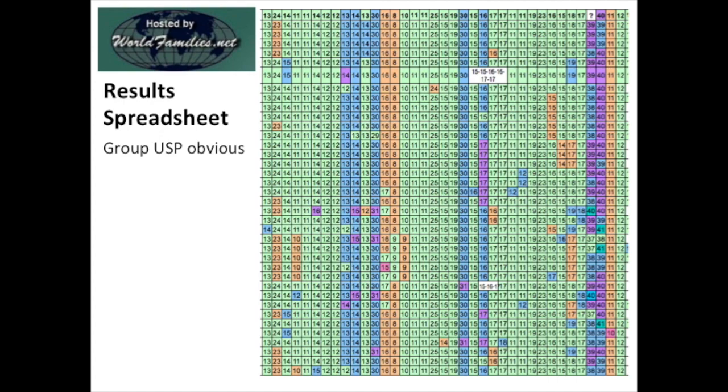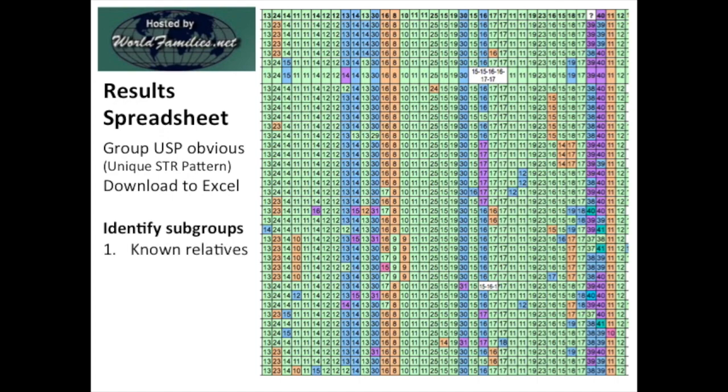And what Terry Barton has done with worldfamilies.net has proved very, very useful for this type of research. So that's the unique STR pattern. Like I say, I downloaded all of this to Excel, and then to identify the subgroups, first of all, you group those people that you know to be related to each other. So 2 second cousins, or in this mass of STR results, you group them together.